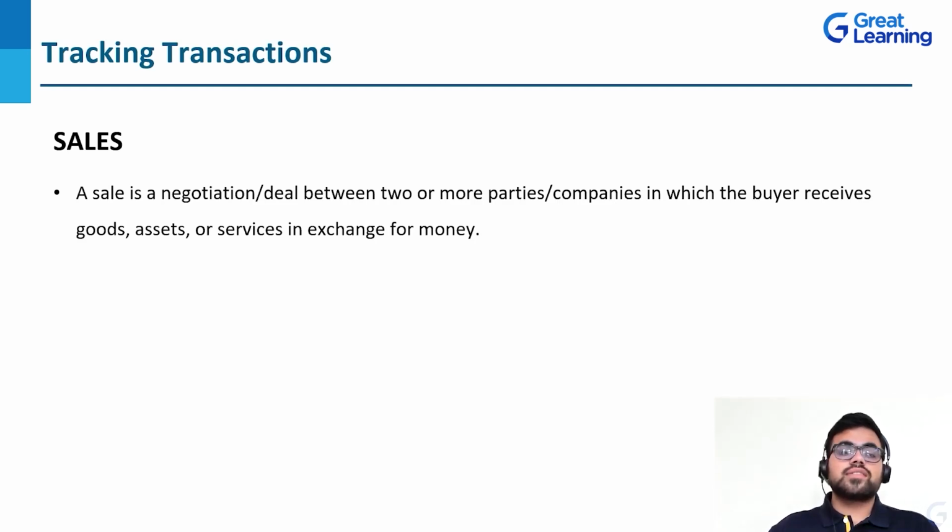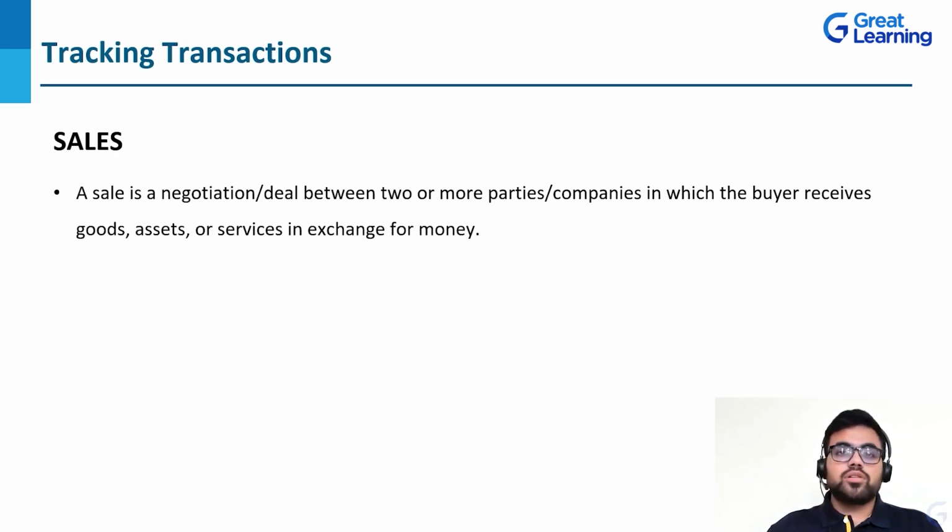Now, the first step in the process is knowing whether a sale is occurring. So what is a sale? A sale is a negotiation between two different parties in which there is an exchange of money for goods or services. One side should sell a good or provide a service, and the other side should pay the money for it.